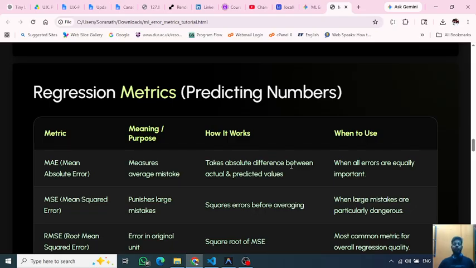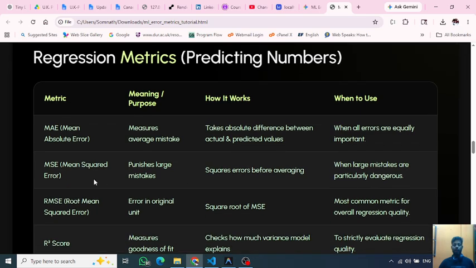Now, again discussing the regression metrics, or predicting numbers. So the first metric is MAE, which means mean absolute error. Its purpose is to measure the average mistake. How it works: it takes the absolute difference between actual and predicted values. When to use it? When all errors are equally important.